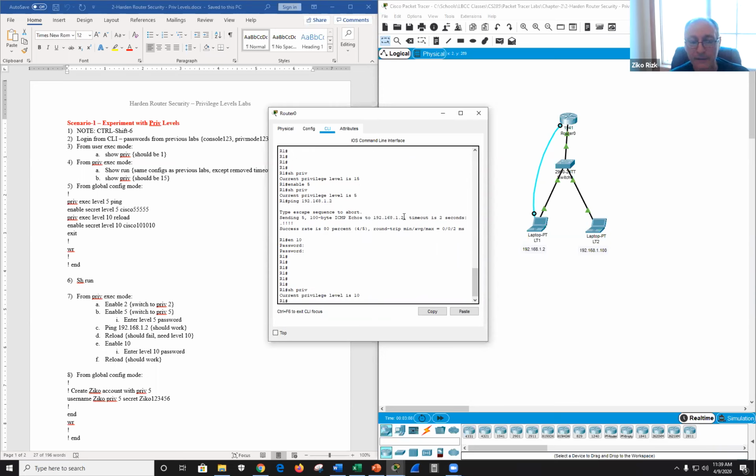And forgive me for repeating myself. I can create a new account for Cody and give him level 5. I can create a new account for Frank and give him level 10. And that's what they would be limited to when they log on. And according to this, level 5 can ping and level 10 can reload. So let's see if level 10 can ping.